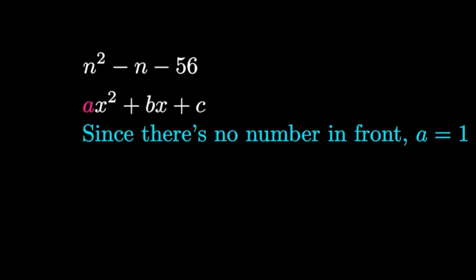Now, that's very important because when you try to factor these things, you're going to look for that first. Since the a is equal to 1, I'm going to open up two sets of parentheses and put n and n, for the mere fact that a was equal to 1.